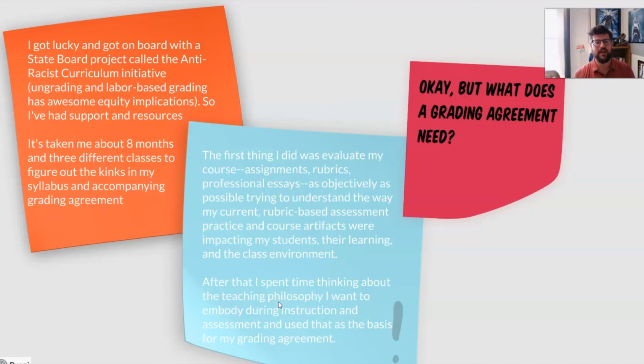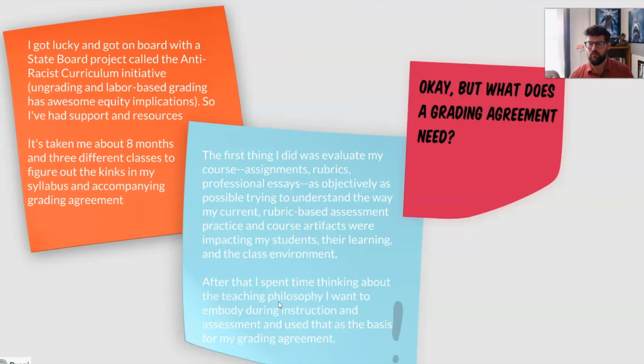And so after I did that, I spent some time thinking about the teaching philosophy I want to embody during instruction and assessment. So I had all this essential, qualitative data from picking my course apart, and then trying to think about who I want to embody, what I want to be as a teacher, as an instructor, what I want to be when I'm instructing, what I want to be as I'm assessing, what do those things look like? Where are their overlaps? Where am I completely missing the mark in the content that I'm providing students, and where am I doing that thing right? Where do I think I'm doing it right?